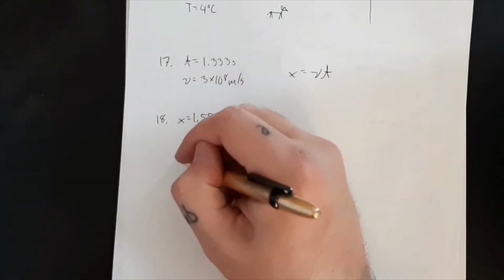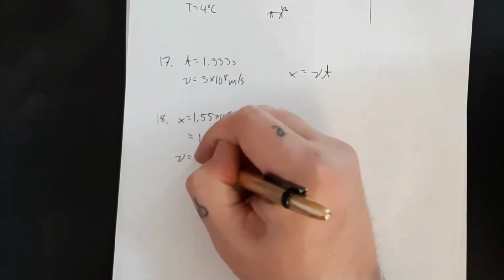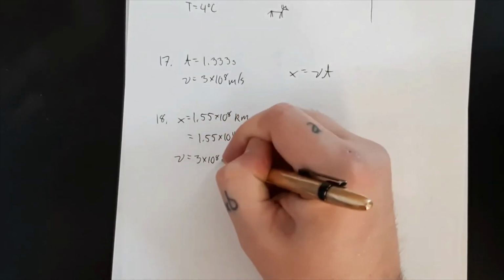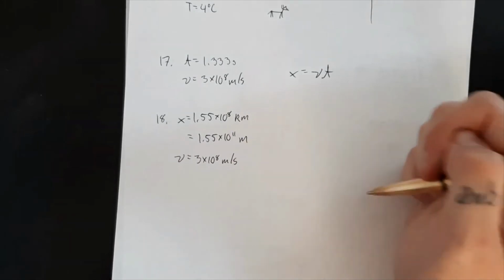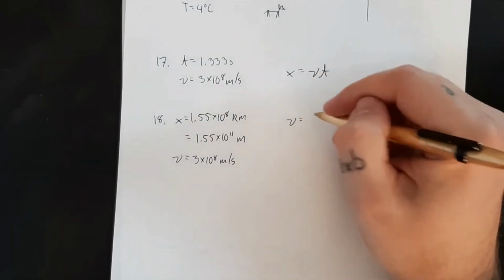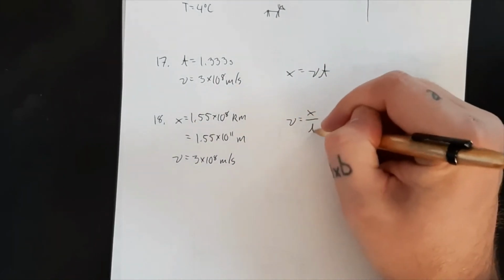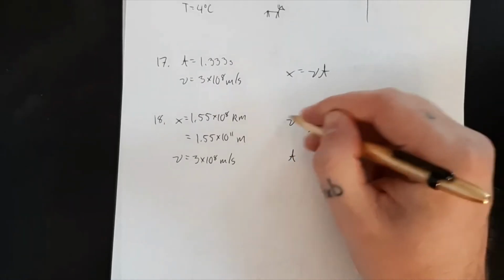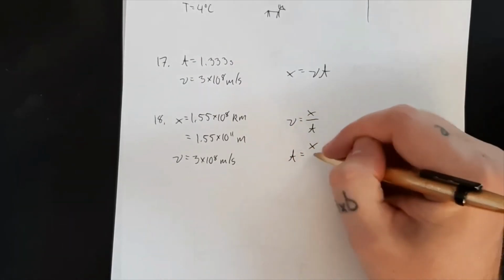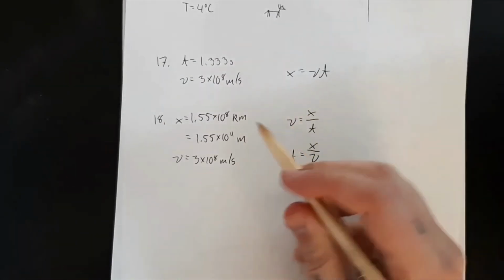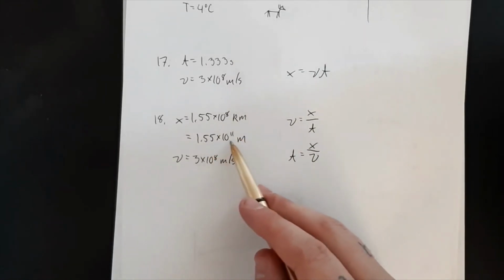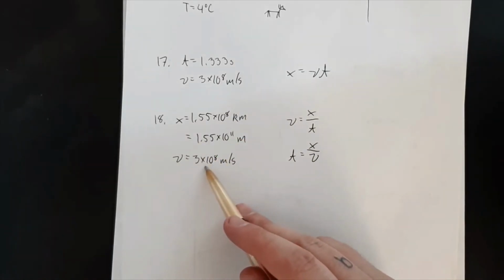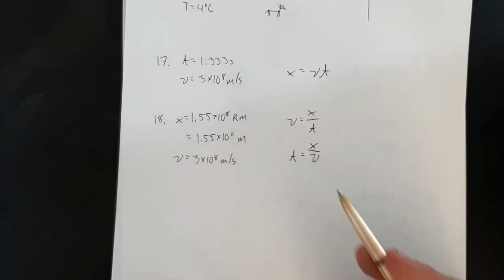Okay, so we've got our speed for this. We got our 3 times 10 to the 8th because we're looking at light. Okay, and we're looking for that time there. So starting off with formula 0, v equals x over t. Okay, solving for our time, we're just going to put that x over on top of our speed. All right, so that distance, the 1.55 times 10 to the 11th meters, divided by our velocity of 3 times 10 to the 8th, that will give us our time.